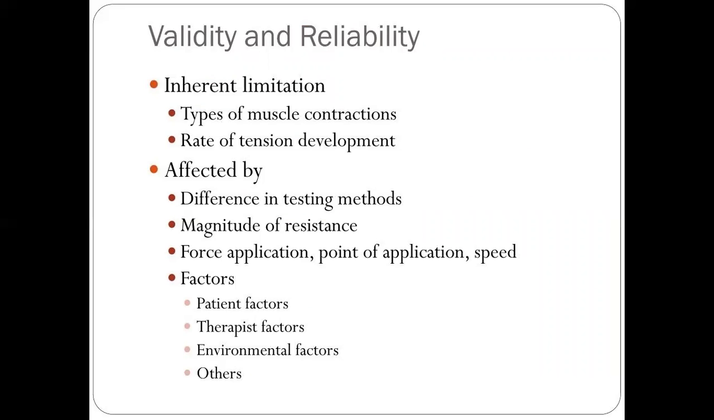Validity and reliability. It includes inherent limitation, which affects the types of muscle contraction and rate of tension development, affected by differences in testing methods, magnitude of resistance, force application, point of application, speed. Factors are patient factors, therapist factors, environmental factors, and others.